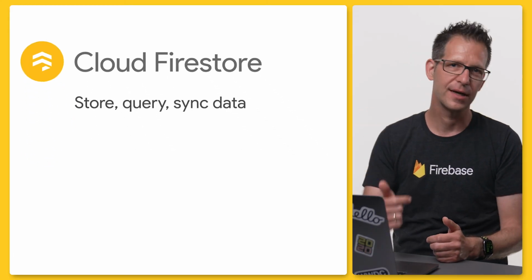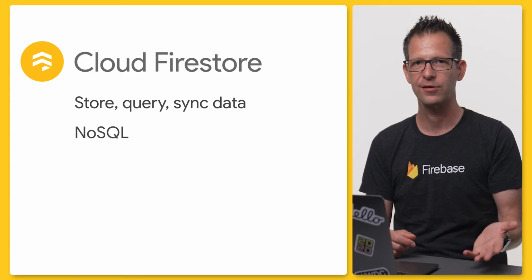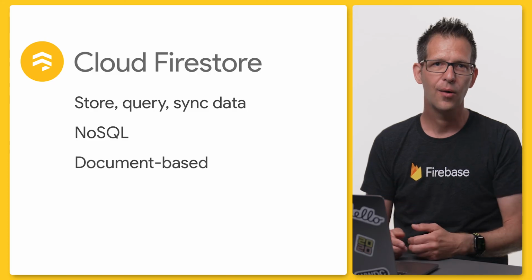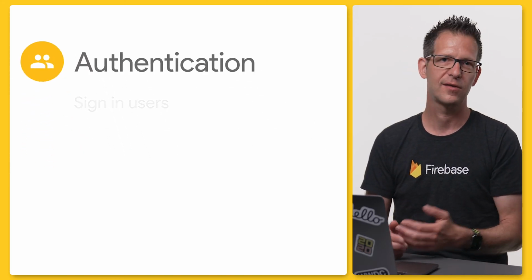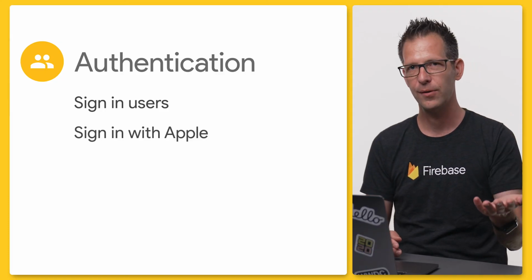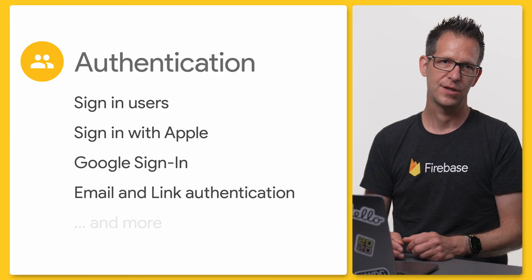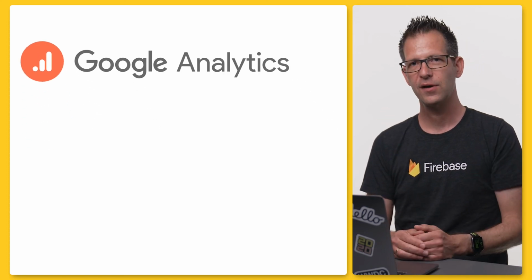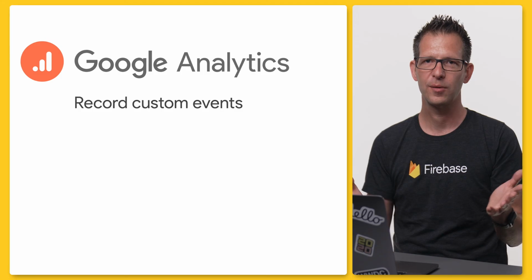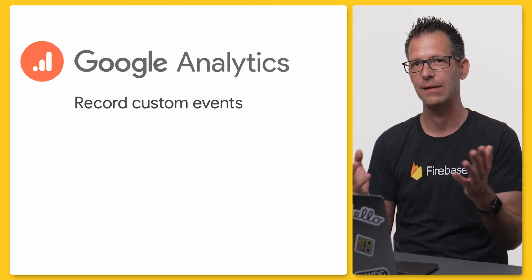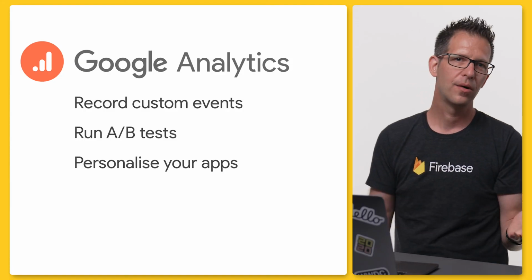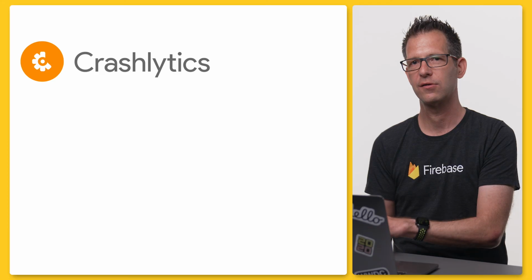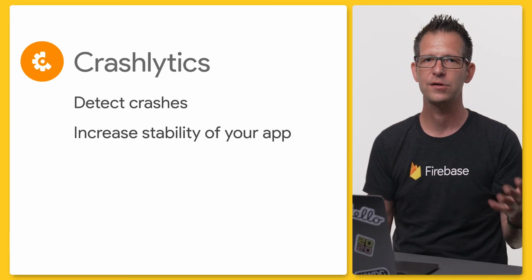So now that you've added Firebase to your app, you can start using all the other services that Firebase offers. For example, you can store, query, and sync data from the cloud using Cloud Firestore, our horizontally scaling document-based NoSQL database in the cloud. Or you could use Firebase authentication to easily sign in users using sign-in mechanisms such as sign-in with Apple, Google sign-in, or email and link authentication. In this video, we had a quick look at analytics, but it can do a lot more. For example, you can use it to record custom events and user properties, and then combine this with remote config to run A/B tests or personalize your app. Or you can add Crashlytics to your project to pin down hard to track crashes and increase the stability of your app, and much, much more.